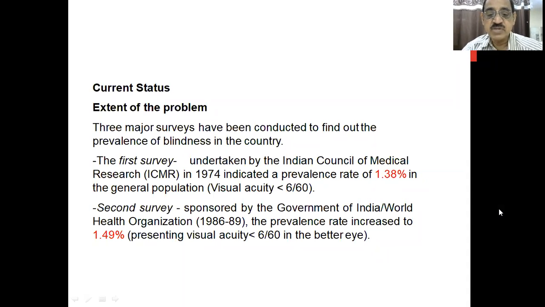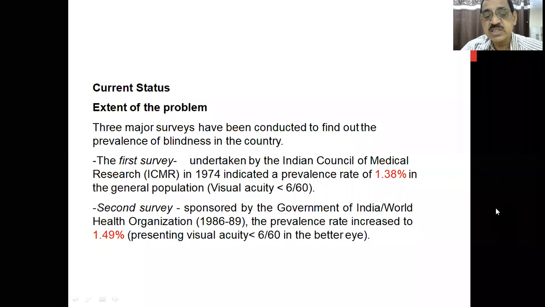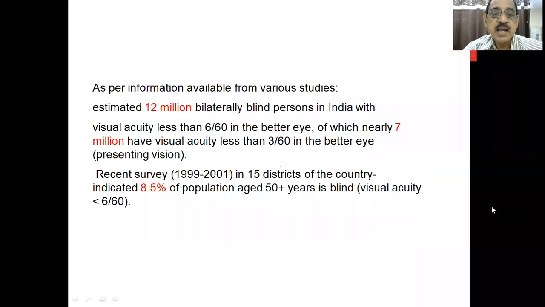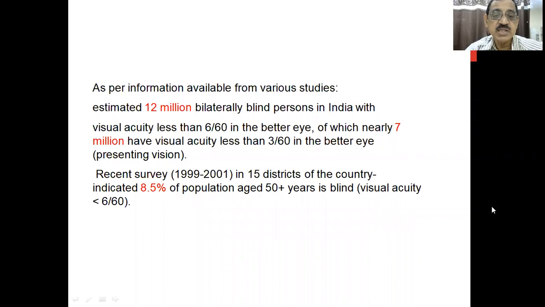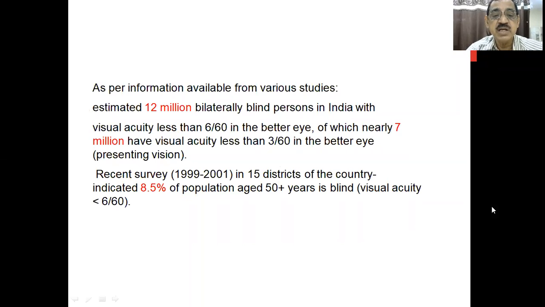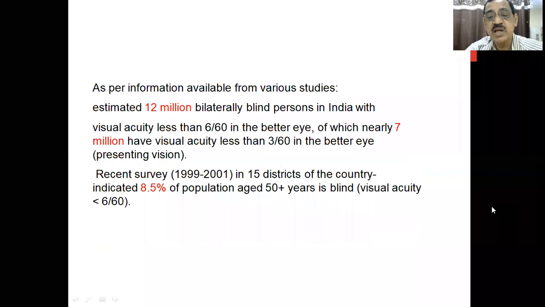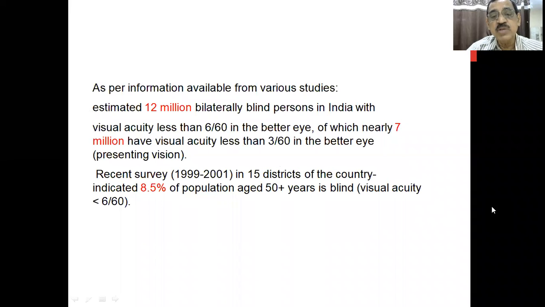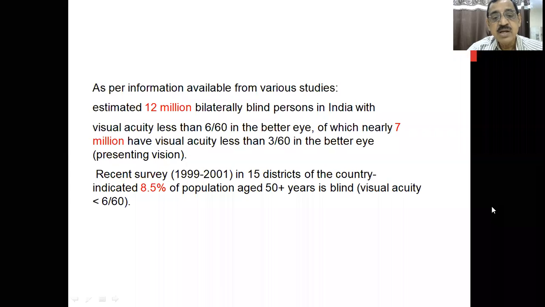Presently, presenting visual acuity is the same thing, 6/60 in the better eye. As per information available from various studies, there are an estimated 12 million bilaterally blind persons in India with visual acuity less than 6/60 in the better eye, of which nearly 7 million have visual acuity less than 3/60 in the better eye. So, there are 12 million people with a vision of 6/60 in the better eye bilaterally in India, and about 7 million people with a vision of less than 3/60 in the better eye.